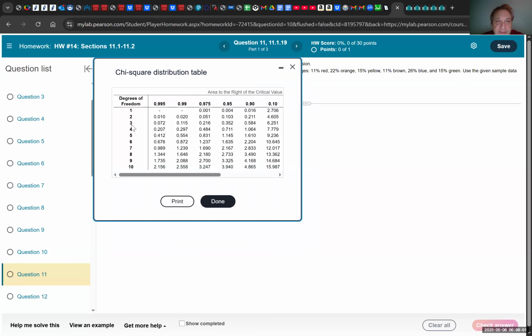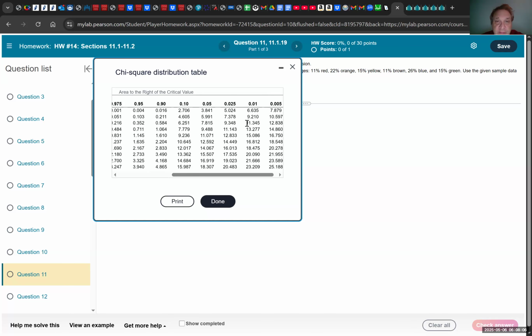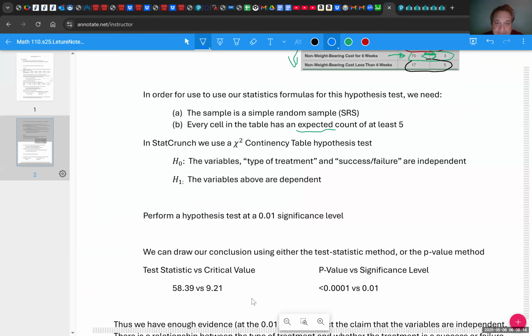And we had 3 degrees of freedom. We have a 1% significance level. So 1, 2, 3, we get 11.345 at the 1% level with 3 degrees of freedom. So hopefully I type that number in over here. Test statistic 58.39. Maybe that's a typo.